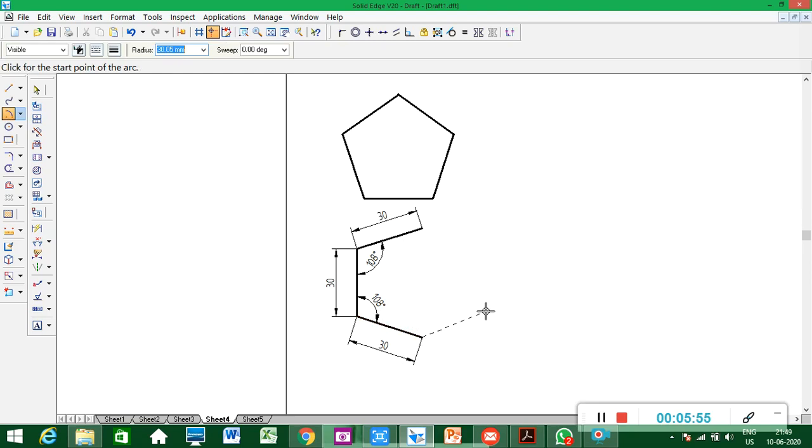Take the center of this end as the center of the arc. Arc means it is a compass. So take the 30 mm dimension and draw one arc. Then from here also draw one arc. How much is the radius? 30 mm. You draw another arc. Then I'll join this end to this intersection point, then here to this end. This is the way you draw manually. Then these angles will automatically be 108.